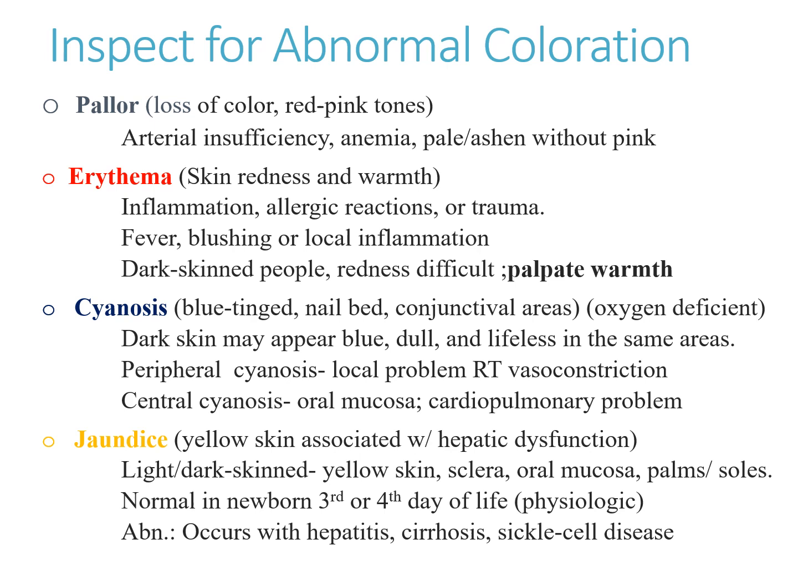So when we look for abnormal coloration, there are some big things that stand out that indicate abnormal findings. So here are the main colors. Pallor is the loss of color as related to anemia, arterial insufficiency. Erythema identifies skin redness and warmth. Just a large blotch typically. Could be related to inflammation, allergic reactions, or possibly trauma. But definitely when you're talking about erythema, this is redness and warmth.